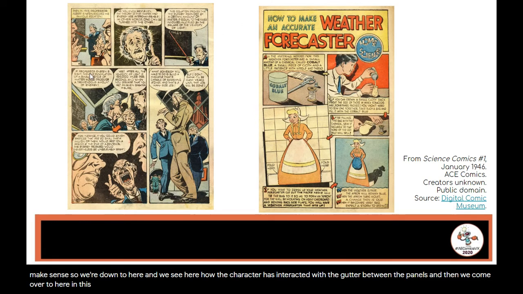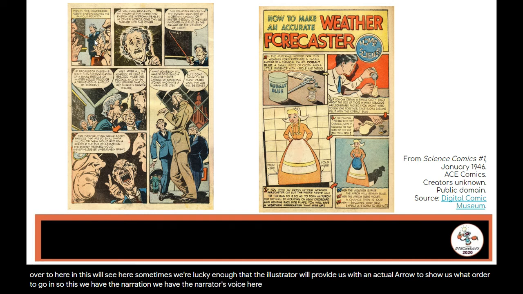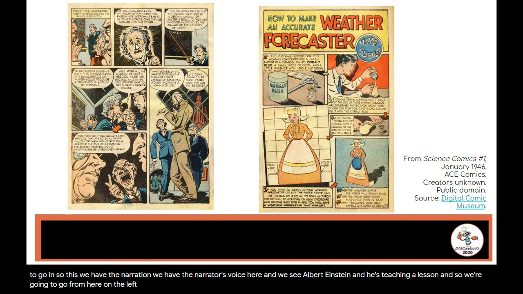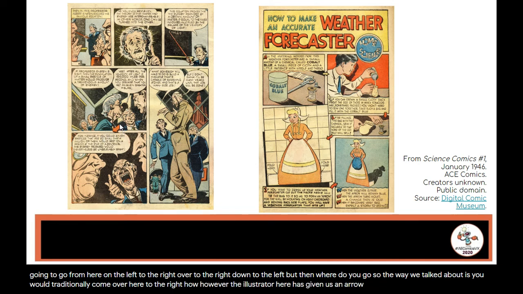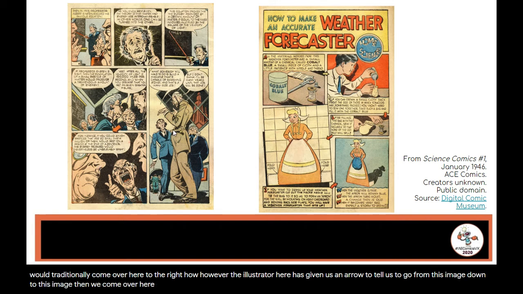In this, we'll see here, sometimes we're lucky enough that the illustrator will provide us with an actual arrow to show us what order to go in. So here we have the narration, the narrator's voice, and we see Albert Einstein, and he's teaching a lesson. We're going to go from here on the left to the right, down to the left, but then where do you go? The way we talked about is you would traditionally come over here to the right. However, the illustrator here has given us an arrow to tell us to go from this image down to this image, then we come over here.